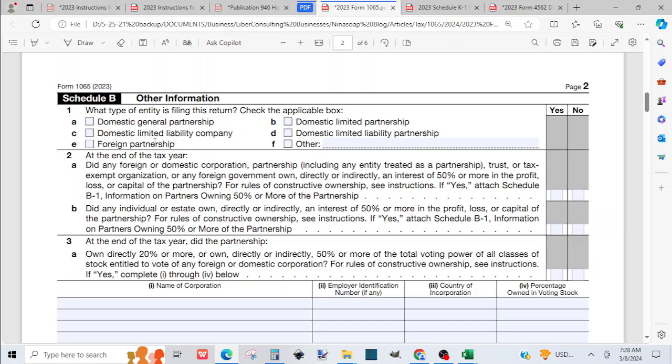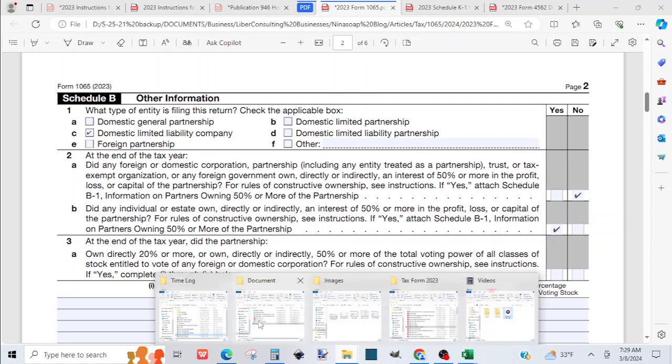So what type of entity is filing this return? It's an LLC, a domestic limited liability company. At the end of the year, did any foreign or domestic corporation or partnership own 50% or more of this partnership? Okay, so no. So we'll take no. You'll read the question and you'll answer. Did any individual or estate own an interest of 50% or more? Yes. If yes, you'll attach Schedule B1. So we'll go look for Schedule B1.